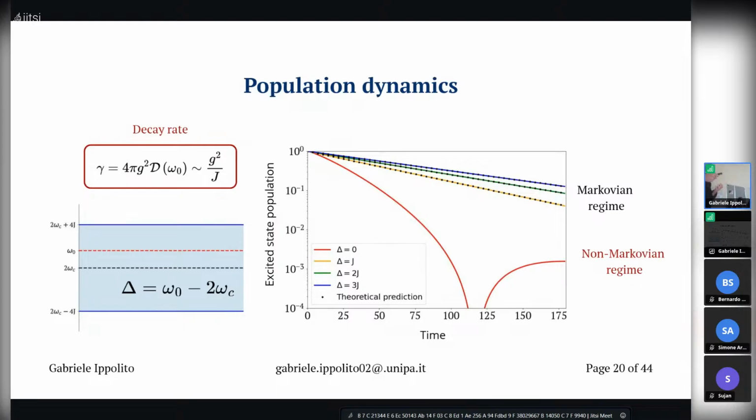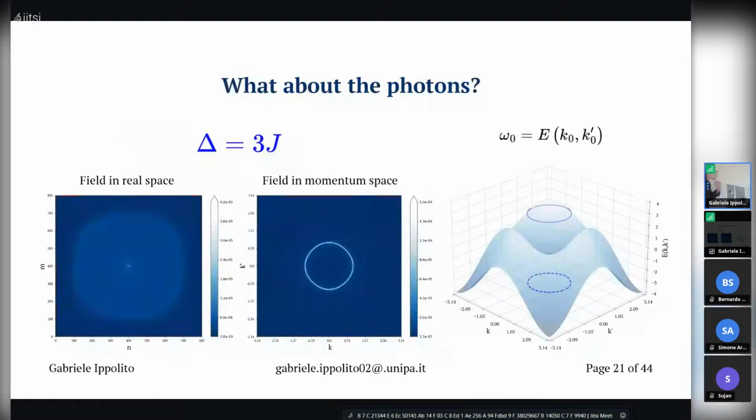But if we tune the atomic frequency at the center of the band, here the red line, we observe that this decay is not exponential. And indeed, we enter a non-Markovian regime in which the excited state population decays very fast in a non-exponential way, but then we observe a small revival of the atomic population. To understand why we observe this non-Markovian behavior, we need to analyze the counterpart of the atomic population.